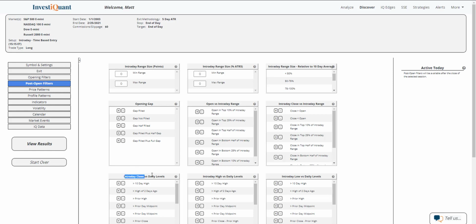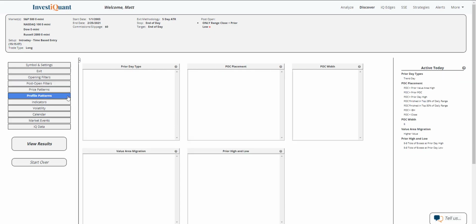So to do that, I'm going to go into the intraday close versus daily levels, scroll down and hit equals next to less than prior day low. That means the price as of the entry time, which I've got set to 3:15, is below yesterday's low. So that's an important piece of information that I wanted to look at.